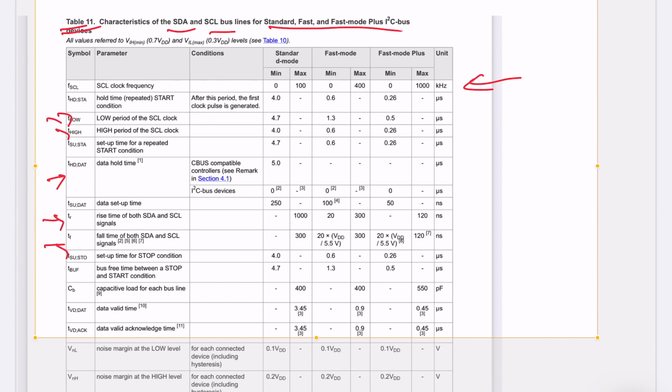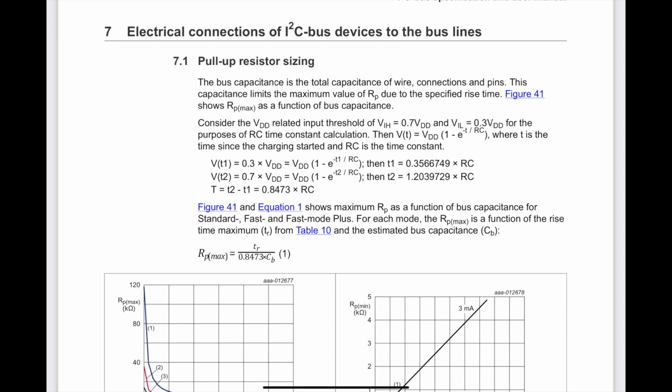As a final note, I would recommend looking at Section 7, which highlights the electrical connections of the I2C bus devices to the bus lines. One of the important sections included here is the pull-up resistor sizing, and it shows a lot of specific information: the maximum possible pull-up resistance, how it was calculated, what the formula is, and different tables to look at. It's really useful.